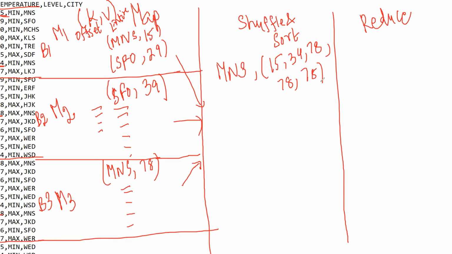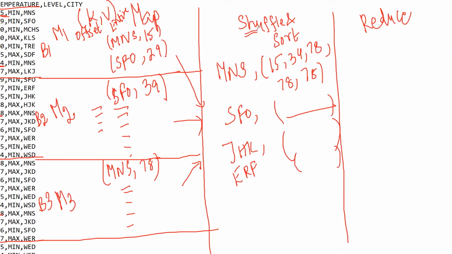Like this, it will shuffle the values of a similar key. Whenever a key comes in from all the different mappers, the corresponding values will be shuffled and put into a single list of values. Now, this is for MNS. The same way I'll do it for SFO or whatever different locations we have, like, for example, JHK and ERF. A lot of data transfer happens only in the shuffle and sort phase, wherein whenever a key is matched, all its corresponding values will be taken and kept together. That basically stands for the first part, which is your shuffle phase.